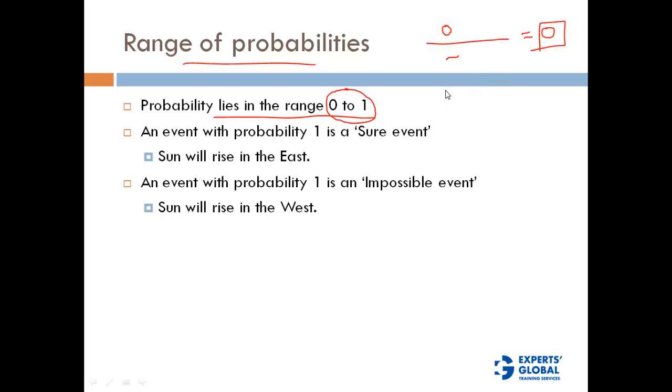The probability of a sure event, the probability that the sun rises in the east. There is only one way, right? So the probability of the sun rising in the east is 100%. That is 1 by 1, which is 1. Correct? So events that have probability 1 are called sure events, and events that have probability 0 are called impossible events.